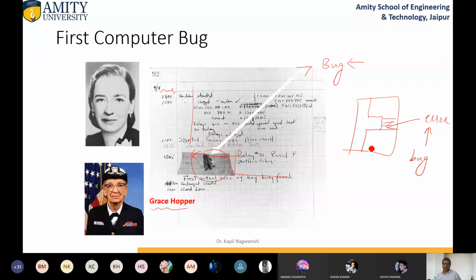Fine, because it was restricted to a particular column. Okay, we need to write from a particular column. That's why this bug came into existence.